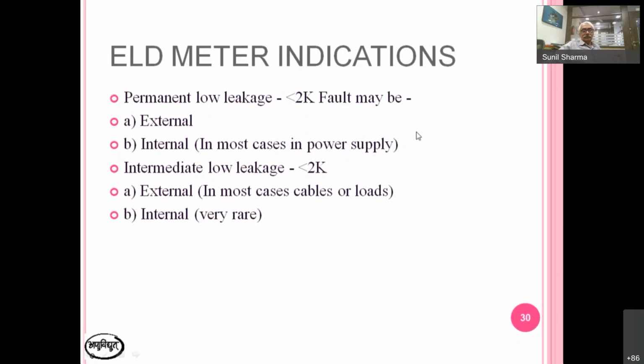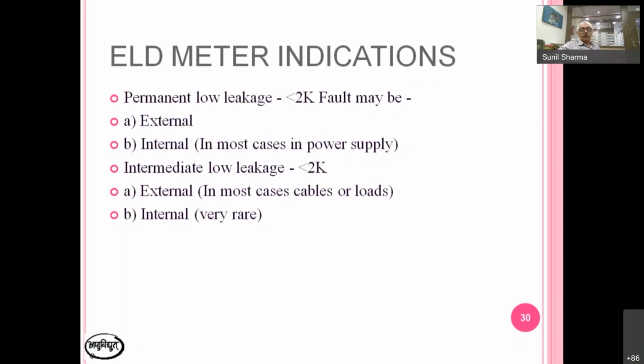What type of fault is this? It may be external, it may be internal. But in most cases, if this low leakage remains continuous, it may be the power supply. Our first doubt is the power supply, and it is internal. We have found it 60% in the power supply. How can we detect whether it is the power supply or outside? In most cases it is possible.